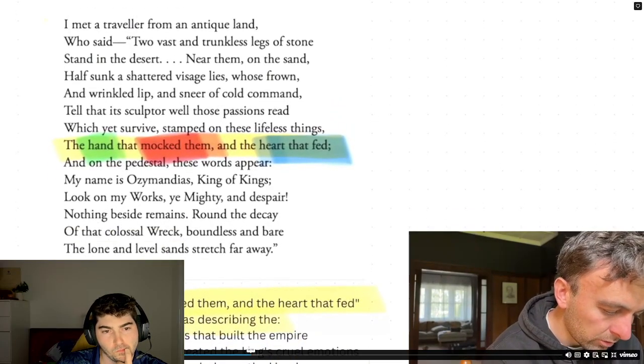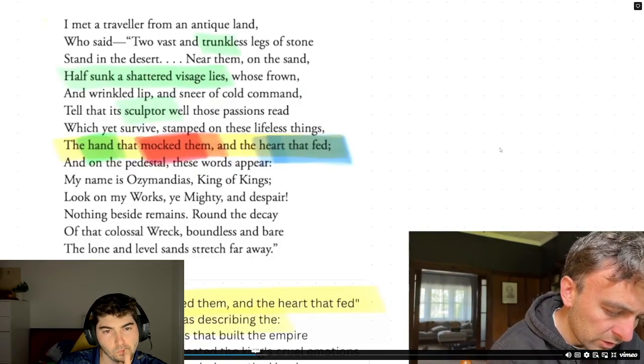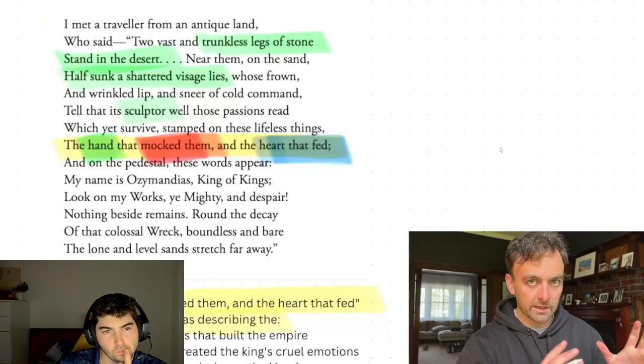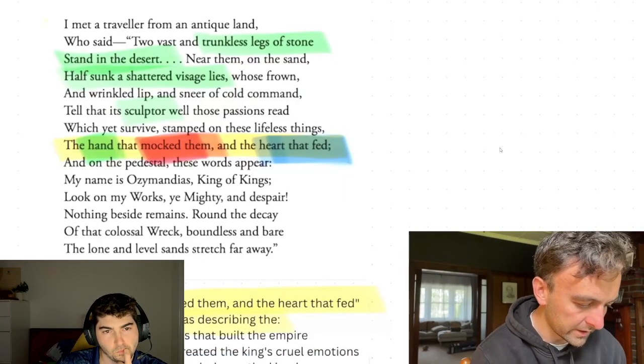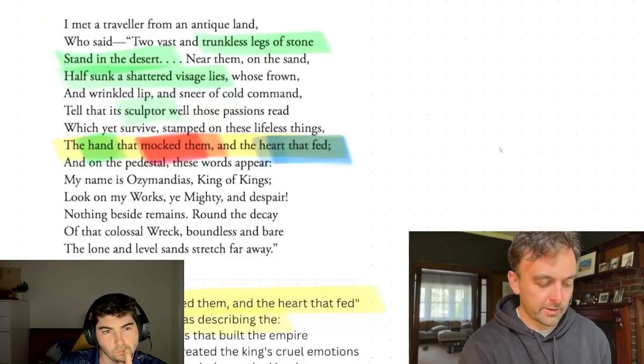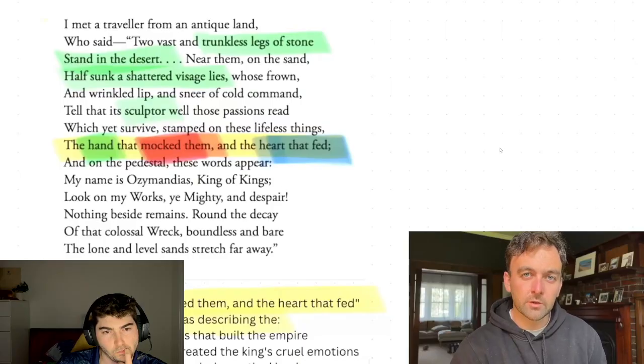We're reading through the poem, and I'm seeing things like a sculptor, half-sunken, shattered visage, trunkless legs of stone stand in the desert. So what am I thinking? I'm thinking, okay, there are stone legs in a desert, and there's this shattered visage. I didn't actually know what a visage was. I now know, since constructing this question, that it's a face, but you don't need to know every single word, because you can kind of piece it together.